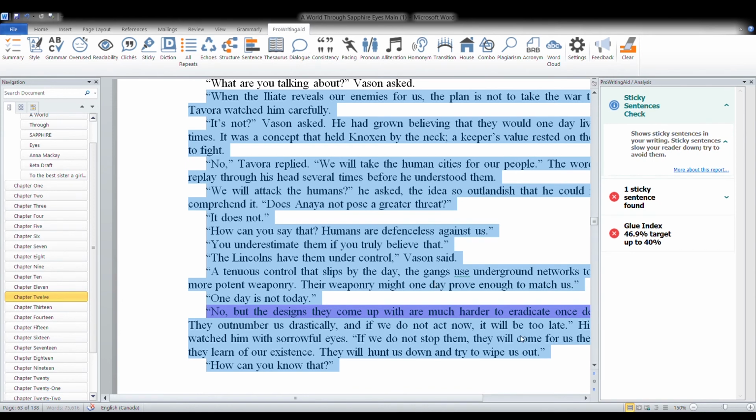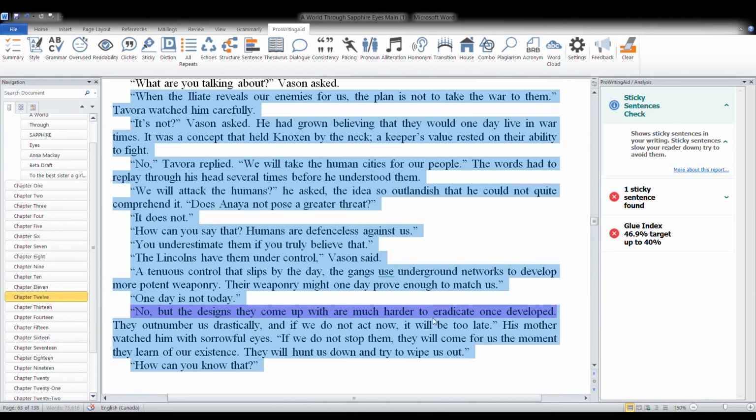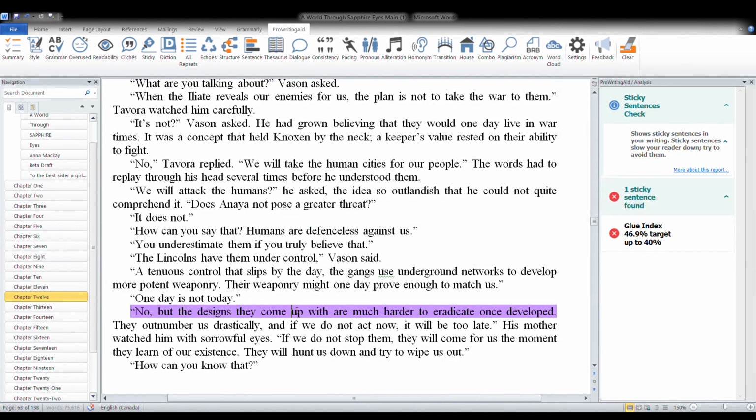One sticky sentence found. I found that I've got a couple of chapters' worth of sticky sentences. You've got to look it up if you don't know, because I'm trying to keep this under 20 minutes. No, but the designs they come up with are much harder to eradicate once developed. So lots of theys, buts, thus, with, are. These sort of muddy up our mind and make it stickier to walk through the sentence. That's how I interpret it.